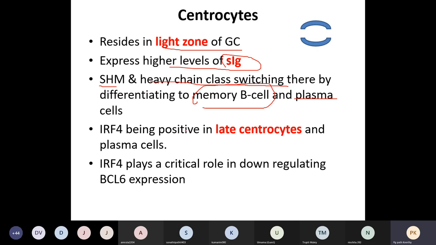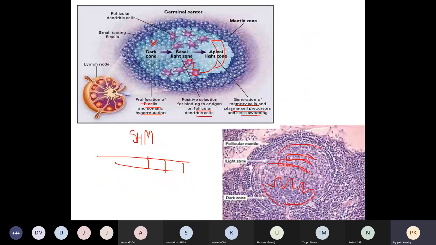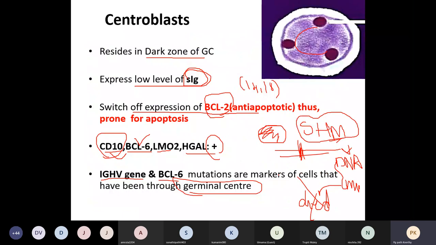Now, as they are becoming memory cells, they are changing their lineage. So they start downregulating the BCL6 expression, right? Because they are going away from your germinal center. See, they are present away from your germinal center. This was your dark area of the germinal center, so they are going away. That's why they stop or reduce the production of BCL6, and they start increasing the production of IRF4.